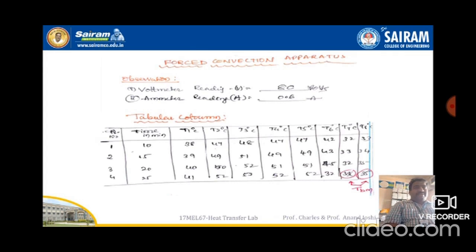Here I will read out the readings for the fourth reading, that is the 25th minute. So what are the readings? We'll check it out. First T1 is 41, 52, 53, 52, 52, 32, 32 and 35. So these are the temperatures we got during the conduction of the experiment.